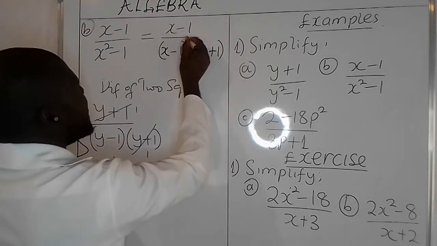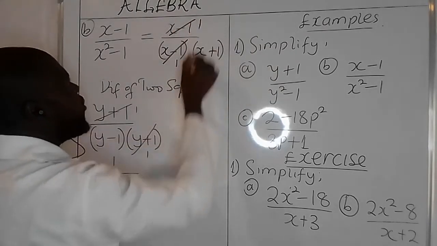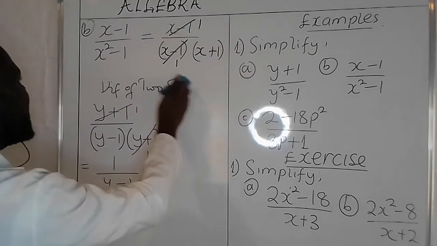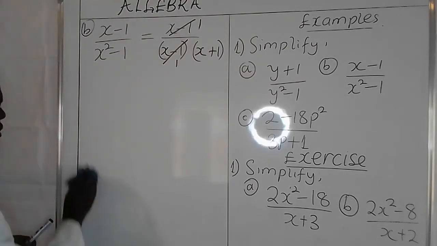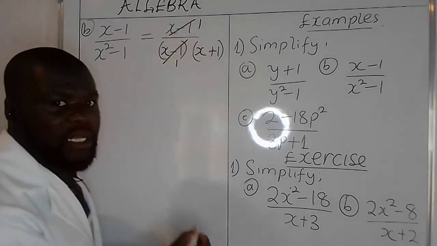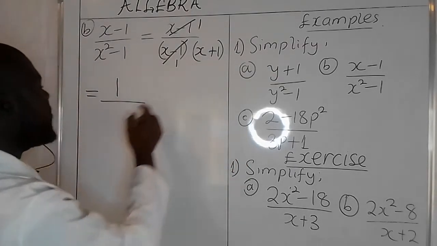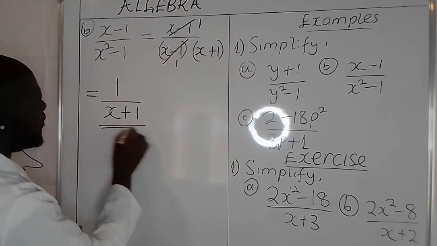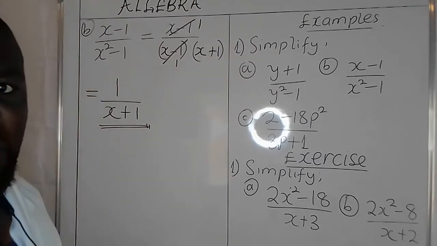So we can say x minus 1 into x minus 1 is 1, and x minus 1 there is 1. So we shall proceed as follows. We shall say, so on the numerator we shall have a 1, and on the denominator we shall remain with x plus 1. Once we remain with this, we can't go any further than this. So we are just supposed to end there.